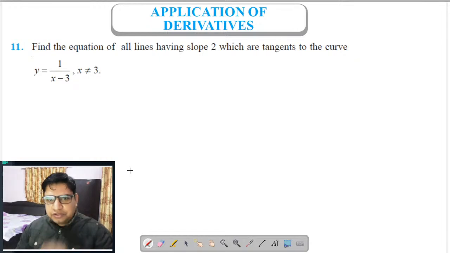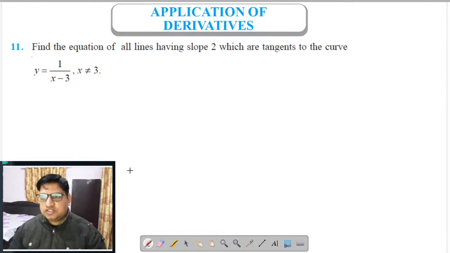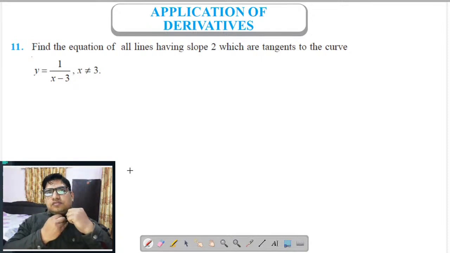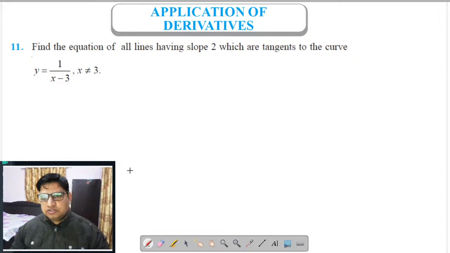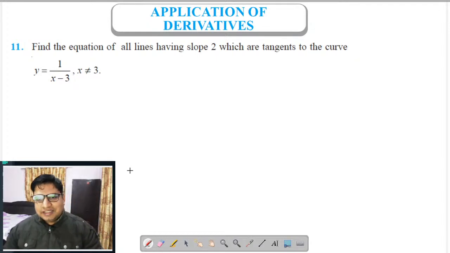So in this, what we need to do is find the equation of all the lines having slope 2. So there must be more than one line, and they are tangent to the curve. The slope of the tangent line is given to us, and as we know, dy by dx is equal to the slope of the tangent line. So let's figure out how we can solve this.